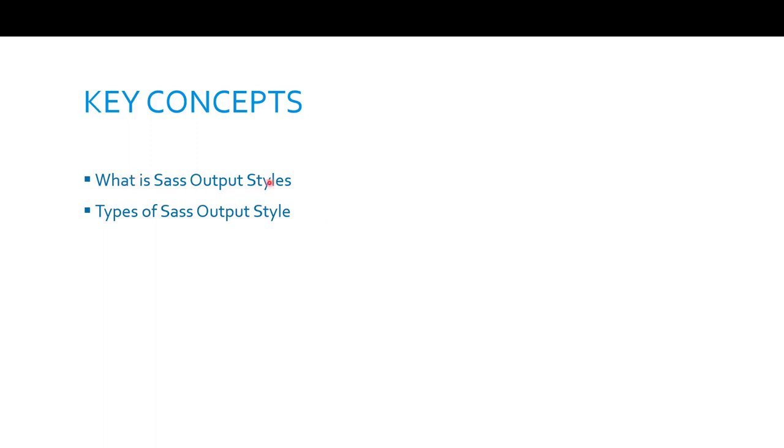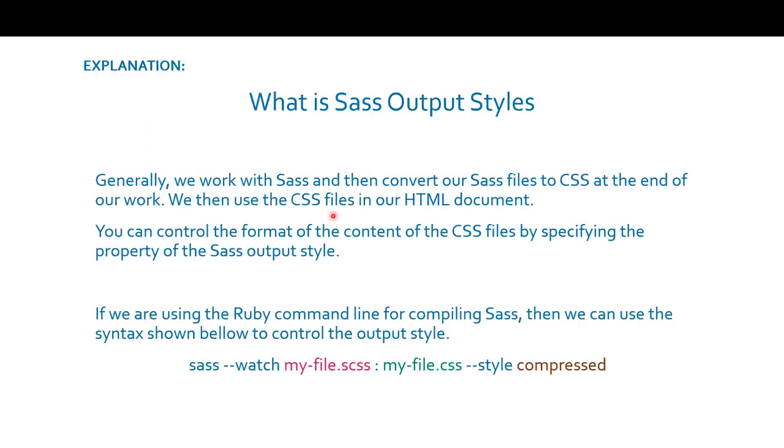the key concepts we'll be looking at in this lecture: what is Sass output style, and the types of Sass output style. So basically, what is Sass output style? When we work with Sass within our front-end project, we don't use Sass directly in our HTML. What we use in our HTML is the CSS that is generated from Sass.